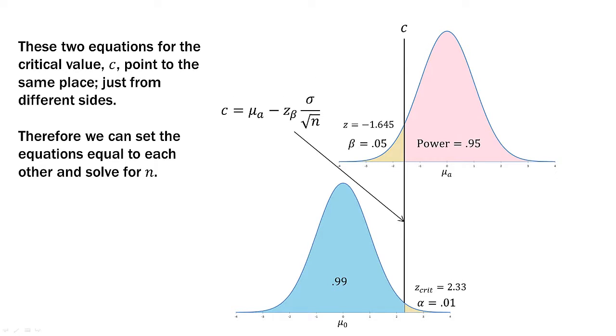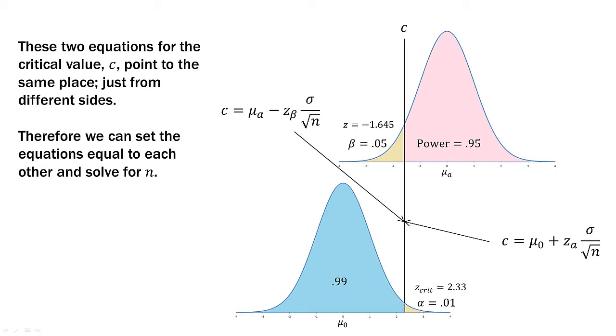So here's our equation for the top. So again, mu sub A minus Z sub beta times the standard error. Again, that's a lot of variables, but it's just what we just did. So don't freak out about all the mu sub A's and Z sub betas and stuff. It's just the value at C in the upper distribution. Same thing for the lower distribution. So mu sub 0 plus Z sub A times the standard error. Again, these are just pointing to the same location where these align.